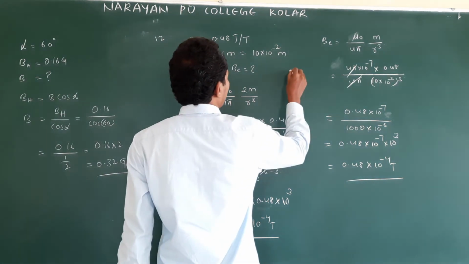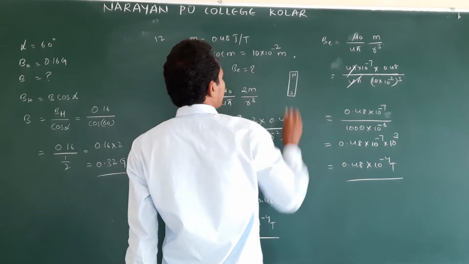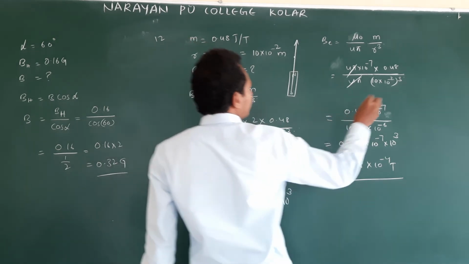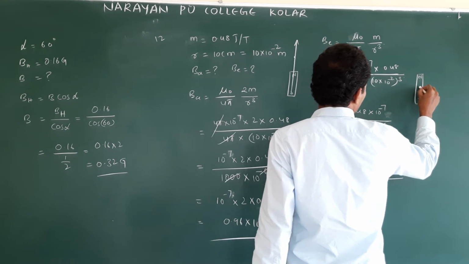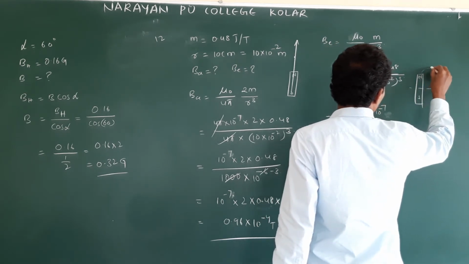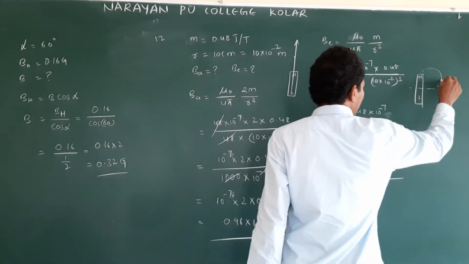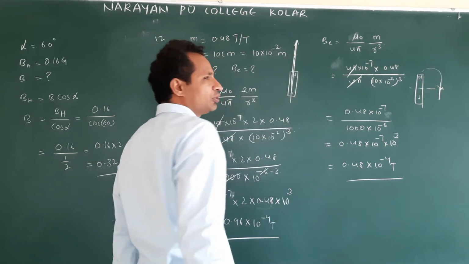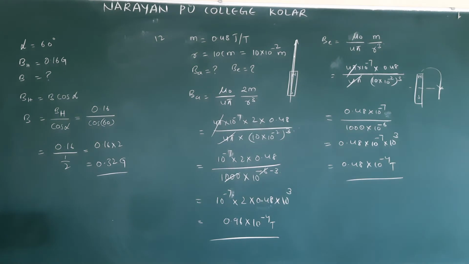Like this, we take the magnet, this is north to south. This is the point, axial line. This is equatorial line. North to south. Here the field will act like this. Equatorial line north to south. This line south to north. Clear? Now next we will see another problem.